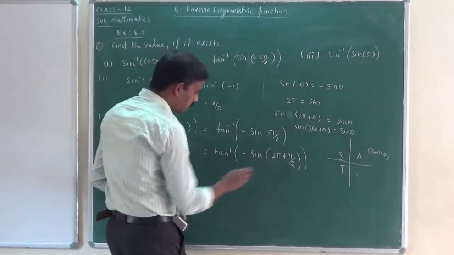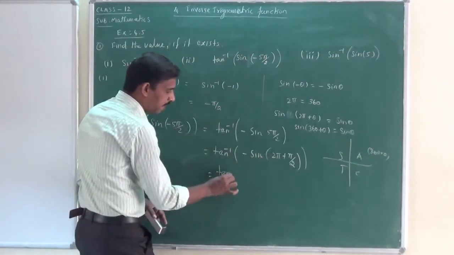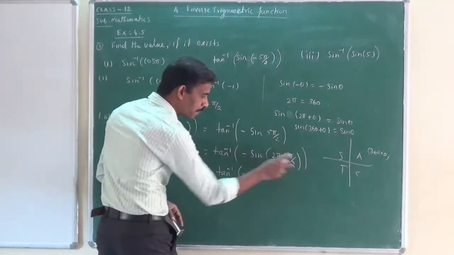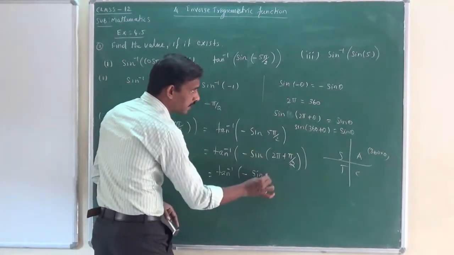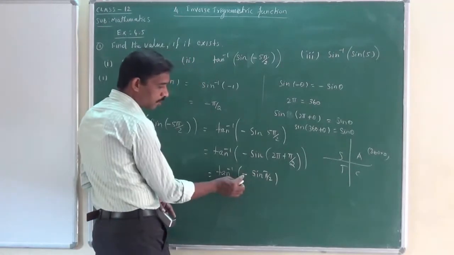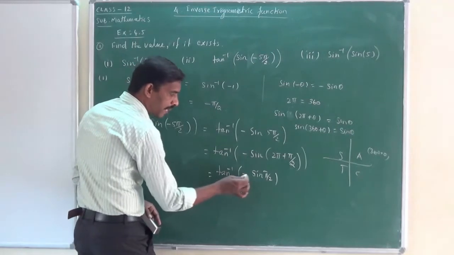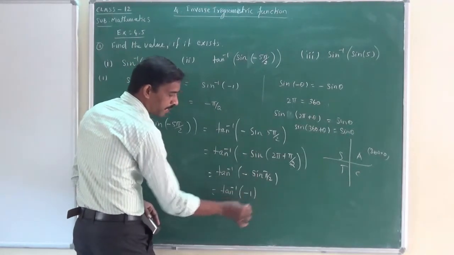So according to this, tan inverse of minus sine of 2 pi plus pi by 2 is nothing but minus sine pi by 2. Now tan inverse of minus sine pi by 2 is nothing but tan inverse of minus 1.